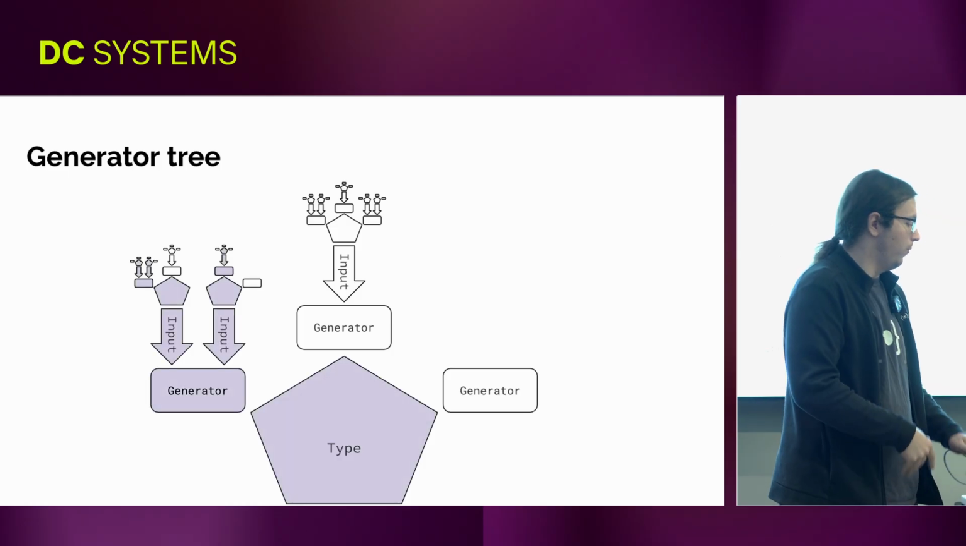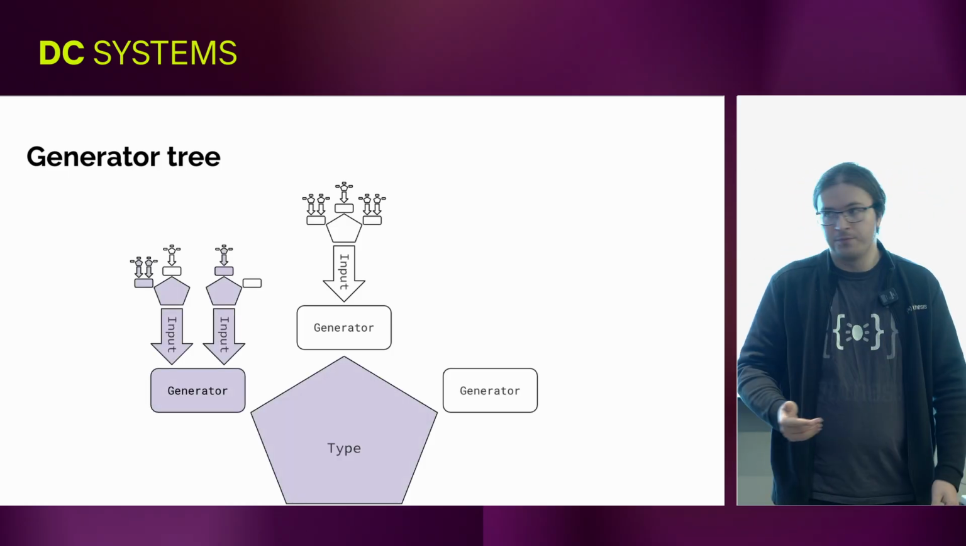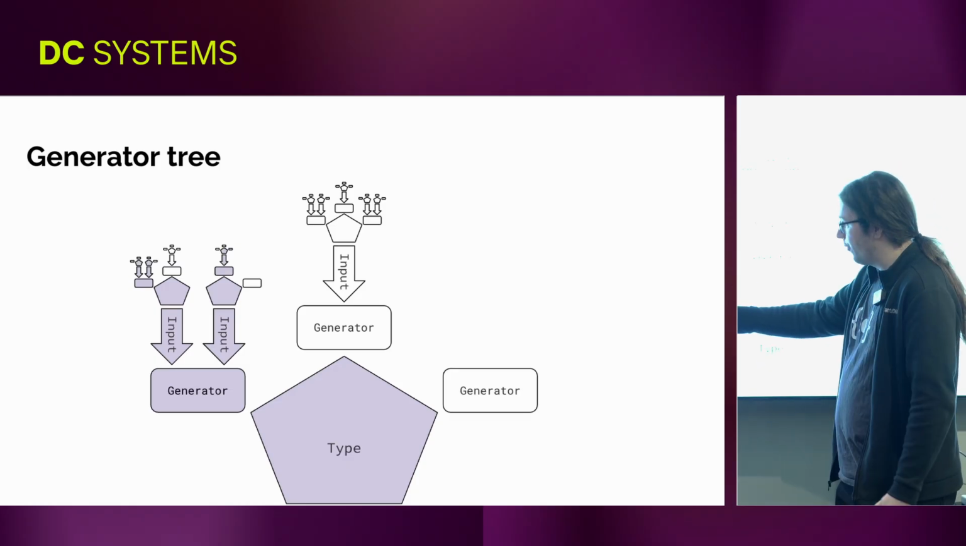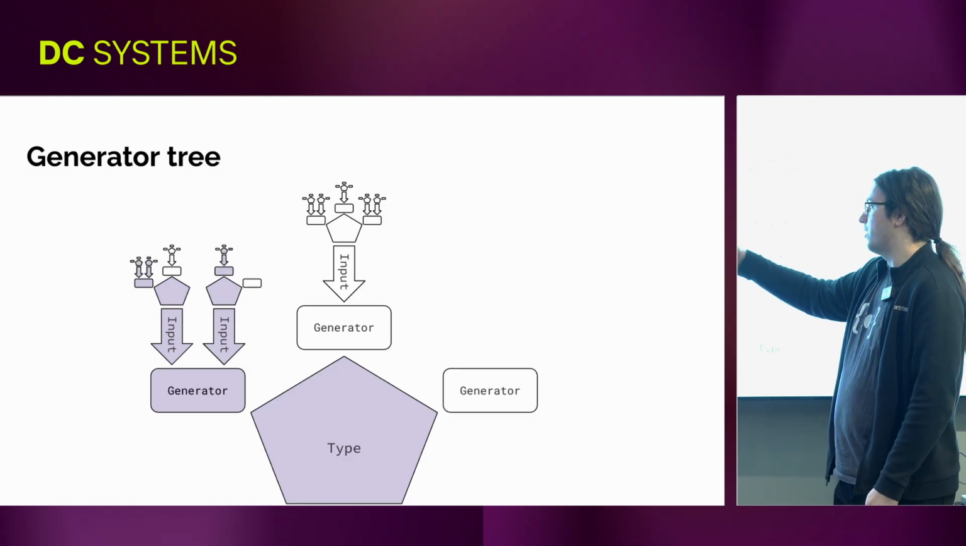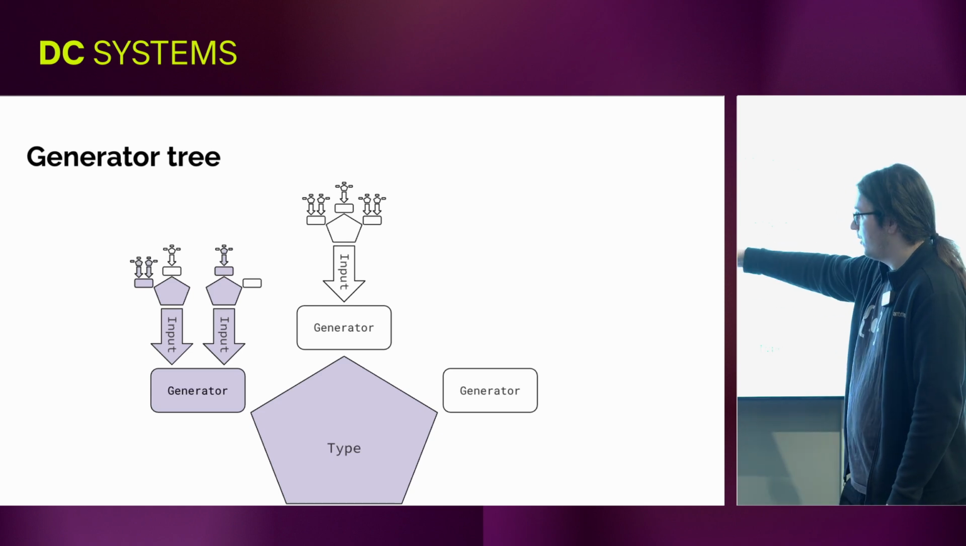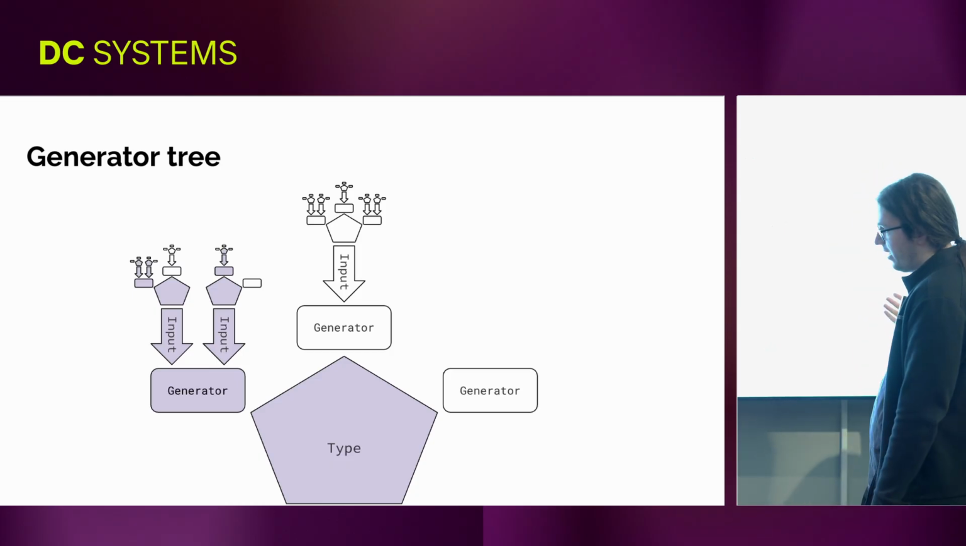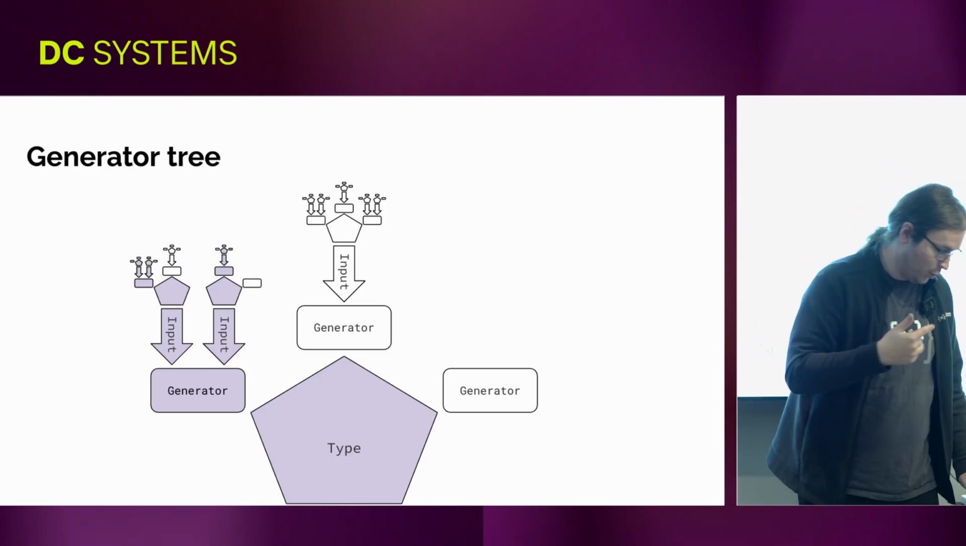And when you go to instantiate that type, when you go to request a value of that type, the system will pick a generator and then say, okay, this generator has some inputs. I need to produce values for those types. And so on until you get to the leaf nodes, which are these little tiny things up here, or the one on the right here, which take no inputs.